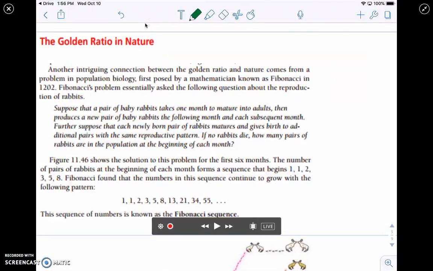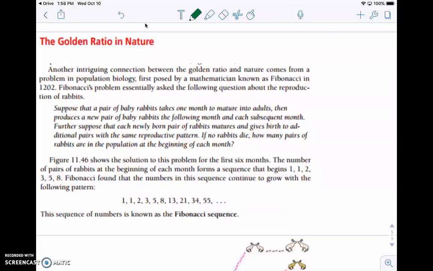All right, this is part 2, Unit 11C. We're looking at proportions and the golden ratio. Next, we're talking about the golden ratio and some of its applications.